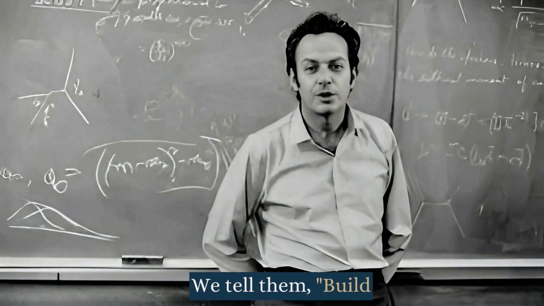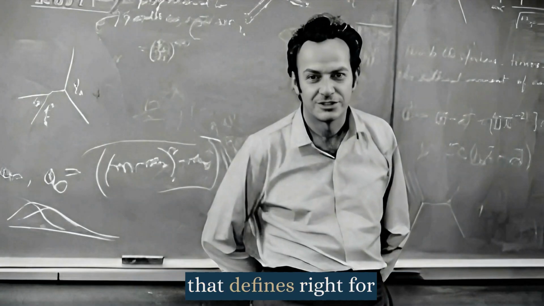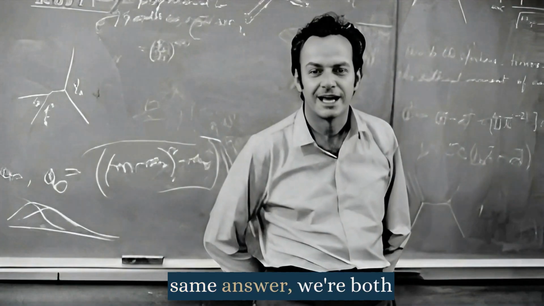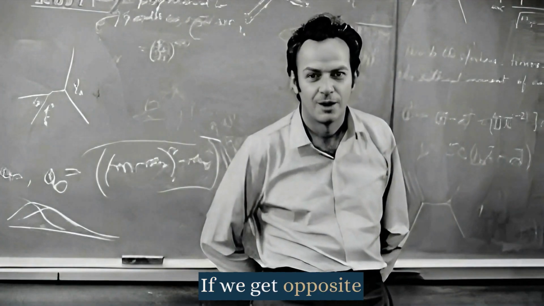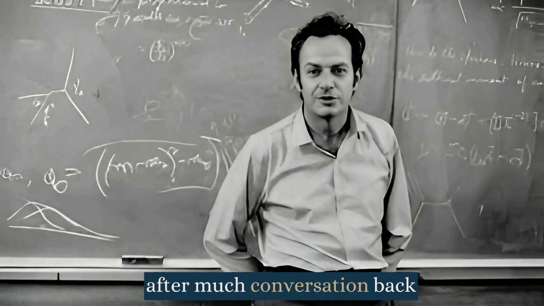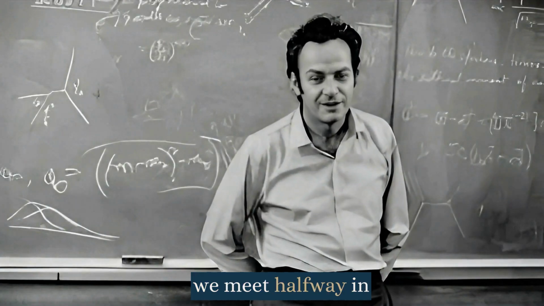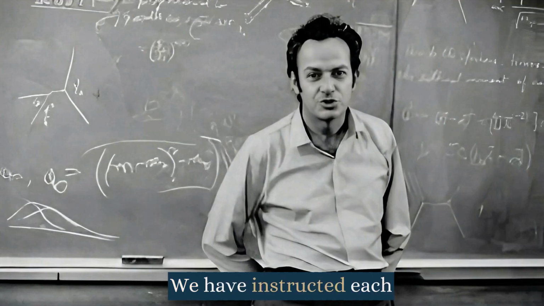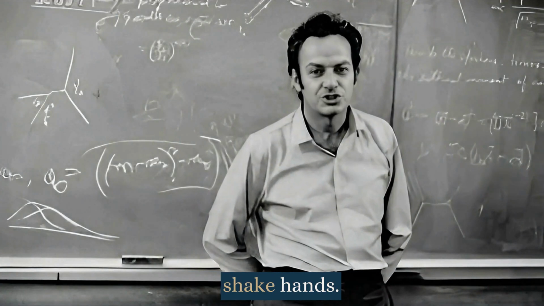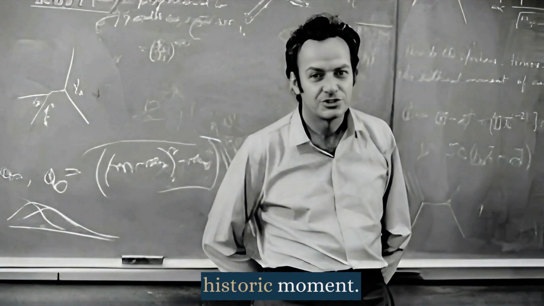We tell them, build this cobalt-60 setup, measure the electron directions, that defines right for us. They do the same. We compare results. If we get the same answer, we're both made of matter. If we get opposite answers, well, then we have a problem. What would happen when, after much conversation back and forth, we each have taught the other to make spaceships and we meet halfway in empty space? We have instructed each other on our traditions and so forth, and the two of us come rushing out to shake hands, both species excited, both ready for this historic moment.